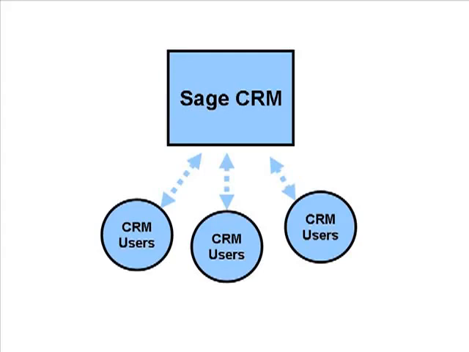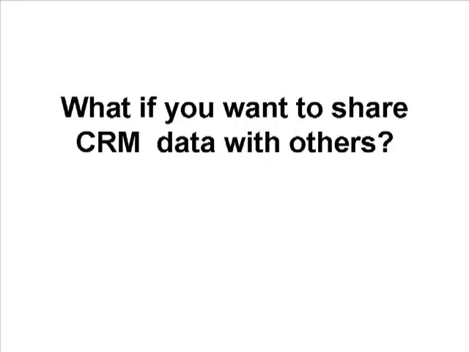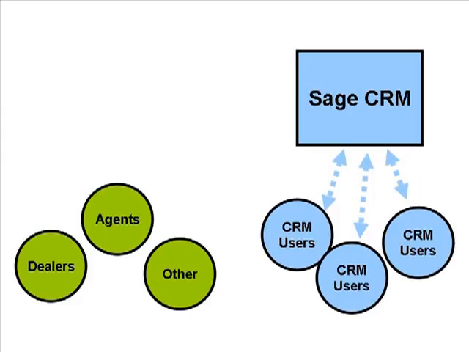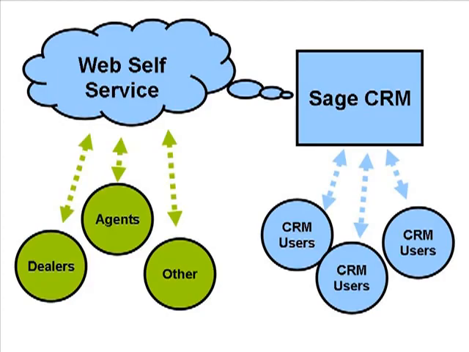CRM is an excellent communication system that can help your users collaborate and work more efficiently. But what if you want to share some of the information from your CRM system with people that aren't CRM users? For instance, dealers, agents, customers, or anyone. The Sage CRM Web Self-Service module was designed specifically for this purpose.